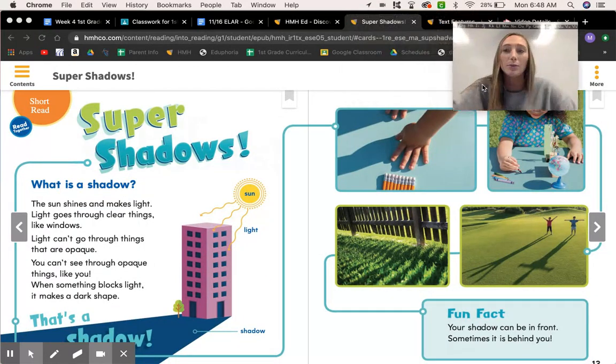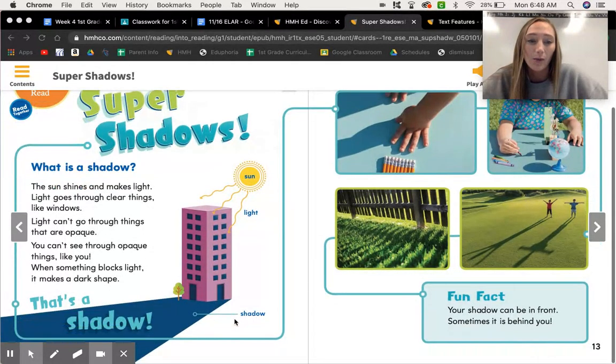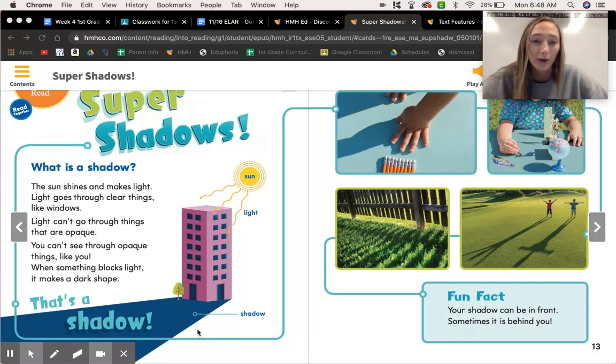But the most important thing that I want you to notice with these shadows is that the sun is behind whatever it is, unless you turn around. But also these pictures and their labels that help us see what is happening. So it says sun, light, and then it points to the shadow. So labeling is super, super important.